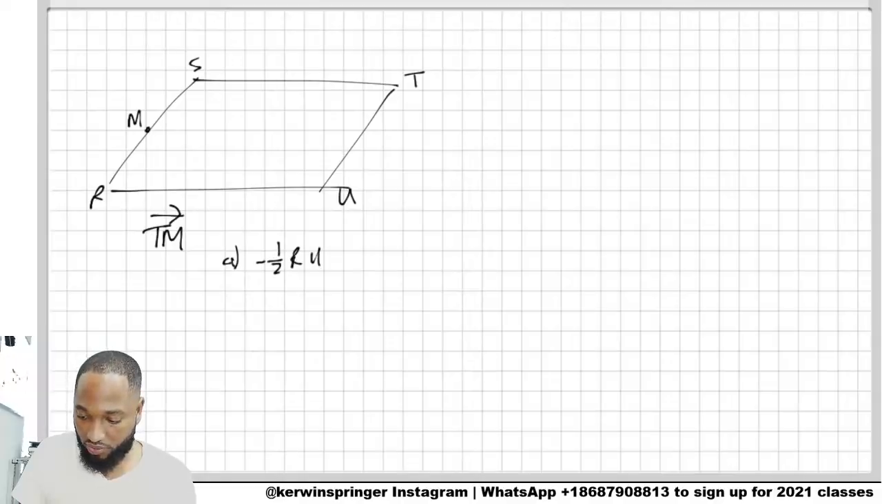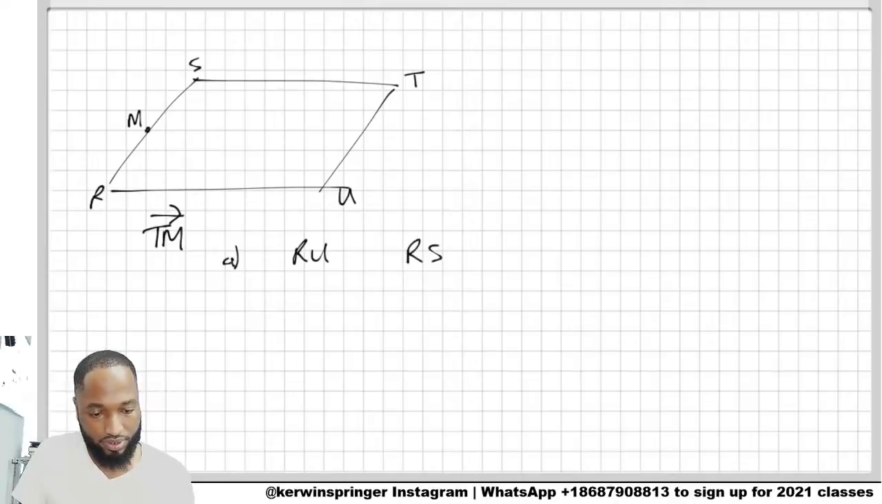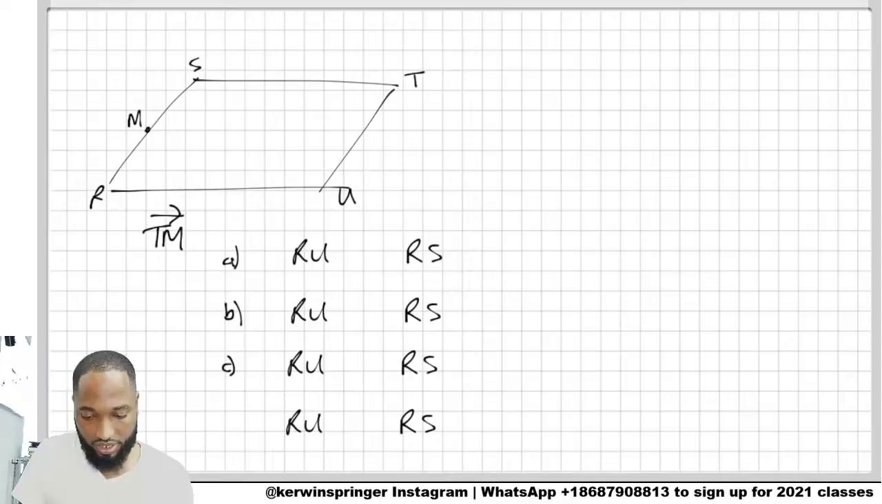-1/2 RU. Everything is RU US. RU. RS, sorry, RS. Copy, paste, copy, paste, A, B, C. Yeah, let's see how teachers just do it.